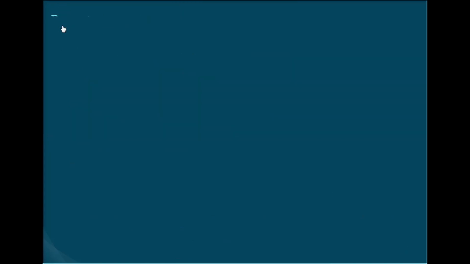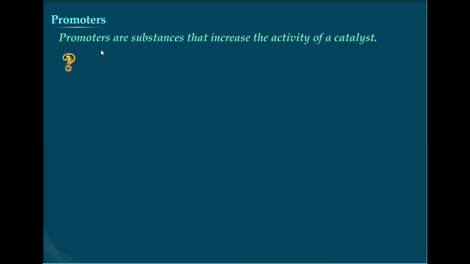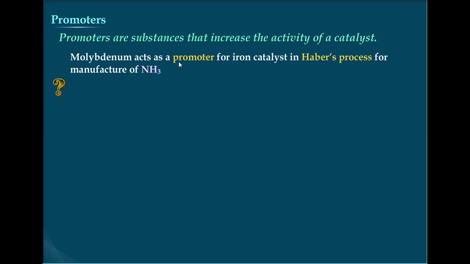Here Mn2+ acts as an autocatalyst. This is there in your textbook. What are promoters and poisons? Promoters are substances that increase the activity of a catalyst.